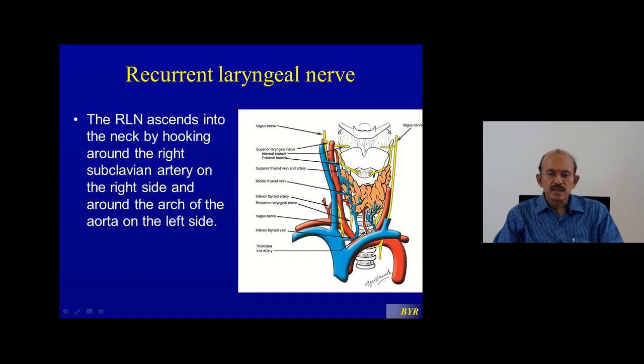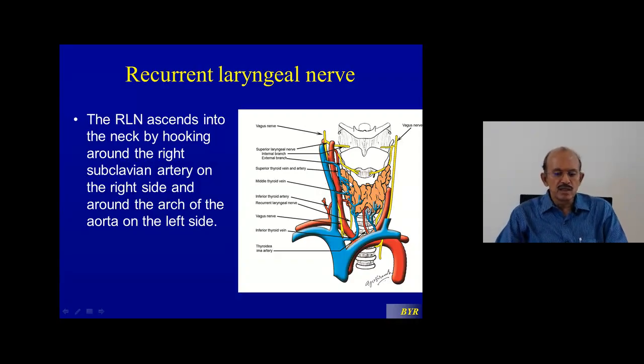Sometimes, in some individuals, the nerve doesn't come like this. It comes directly from the vagus and goes to the larynx directly. It comes from the vagus nerve in the upper part of the neck and crosses the vascular structures, goes behind the thyroid gland and enters the larynx.